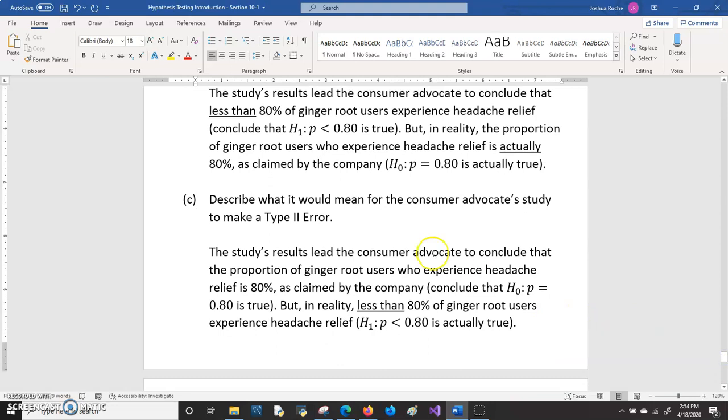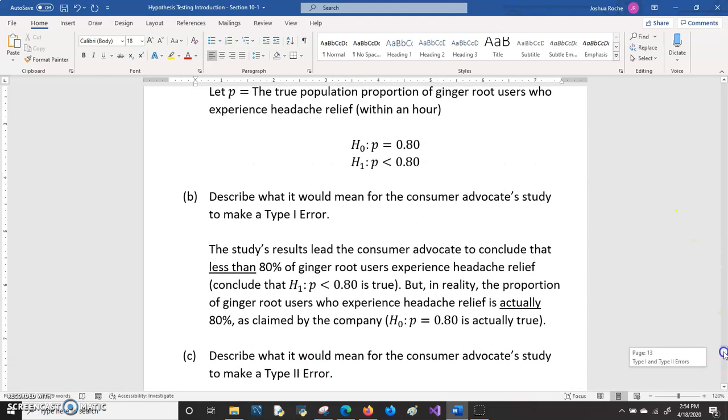Part C says, what would it mean for the consumer advocate study to make a type 2 error? So a type 2 error, in general, would be if your study's results lead you to conclude that the null hypothesis is true, but your study results are incorrect and actually the alternative hypothesis is true.